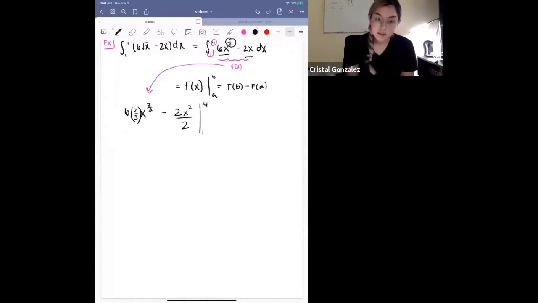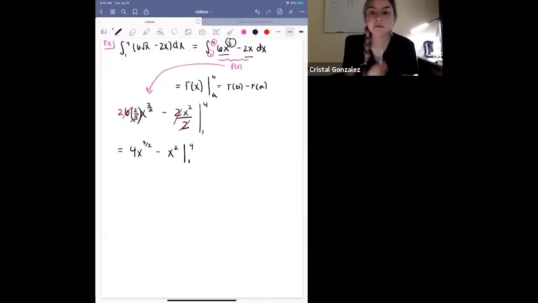Which means that we need to do, if we evaluate f of b minus f of a, and actually, I want to simplify that before I do that just because that'll make my life easier. This is going to end up being 2, and these are going to cancel out. So we're going to be left with 4 times x to the 3/2 power minus x squared, 1 to 4. Okay. And now from here, we're going to do f of b minus f of a.